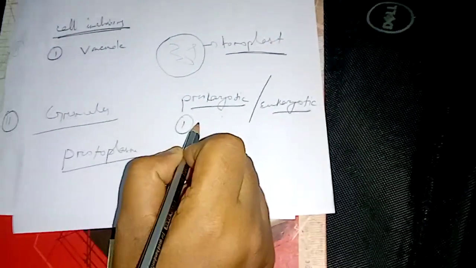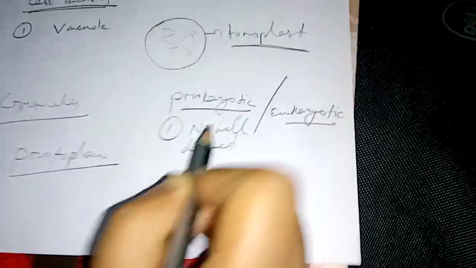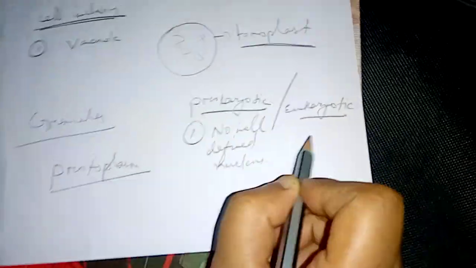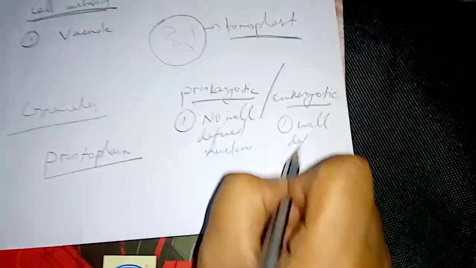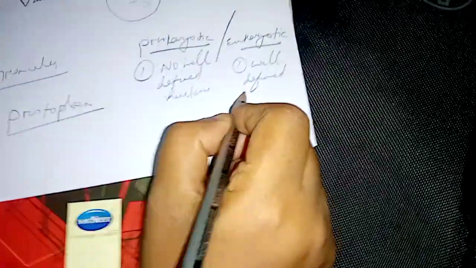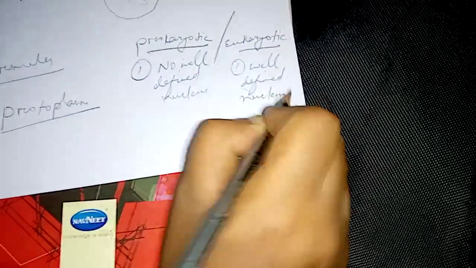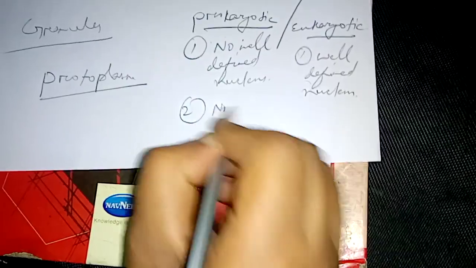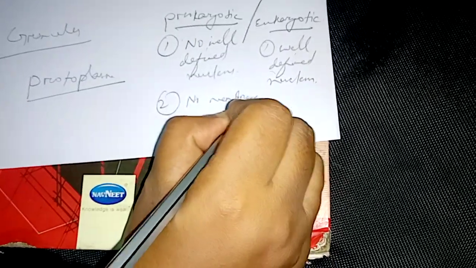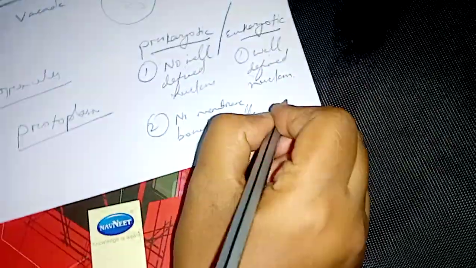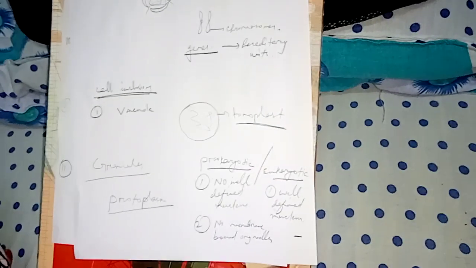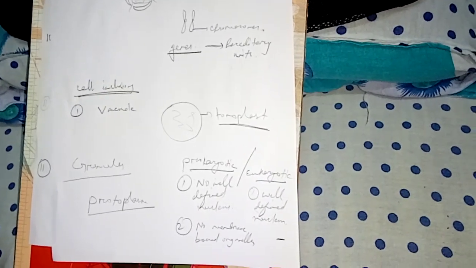In the prokaryotic cell you will find no well-defined nucleus. In the eukaryotic cell you will find a well-defined nucleus. Also, in the prokaryotic cell, you will find no membrane bound organelles, but in the eukaryotic cell you will find membrane bound organelles. These are the major differences. Still, there are more differences given in your textbook. Please go through it. And with this, I conclude this chapter.